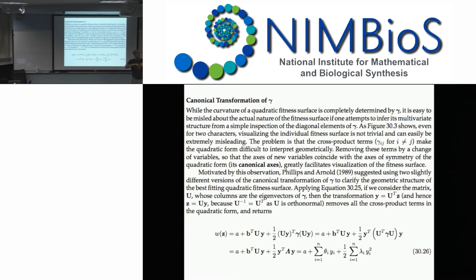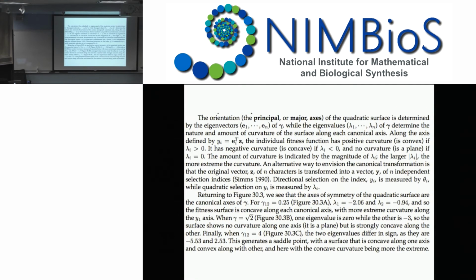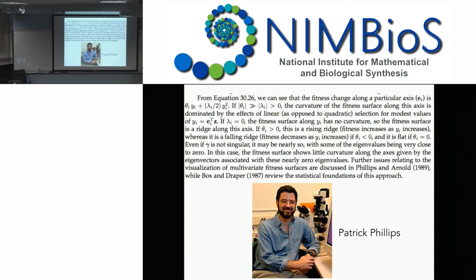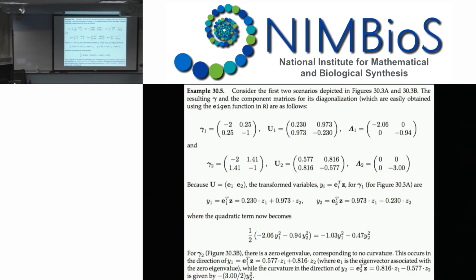So a lot of times we're interested in the curvature. Are there parts where I've got disruptive, stabilizing, or flat? By doing this transformation, all those nasty cross-product terms go away, and it makes it really easy to interpret what that structure looks like. And again, I gave you an example of that. So let's work through that.